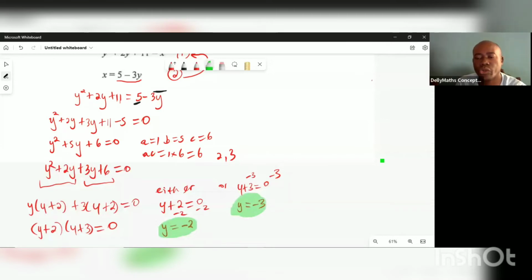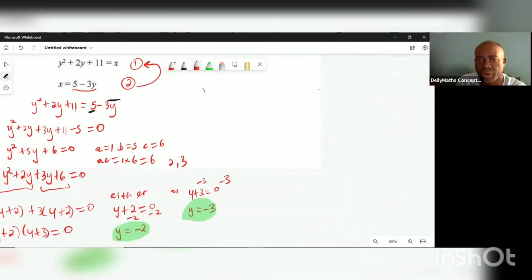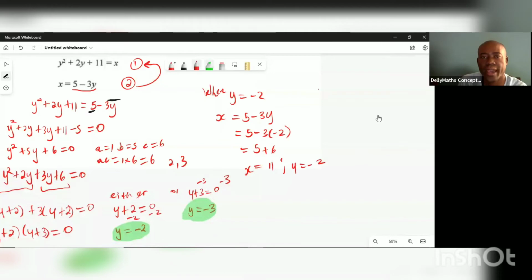So what I'm going to do now is to take these two values and find the x for each. When y is equal to negative 2, I want to substitute that value of y in x equals 5 minus 3y. So x is going to equal 5 minus 3 times negative 2. So 5 plus 6 is equal to 11. So basically x is equal to 11 when y is equal to negative 2. So I have one pair of solutions there.